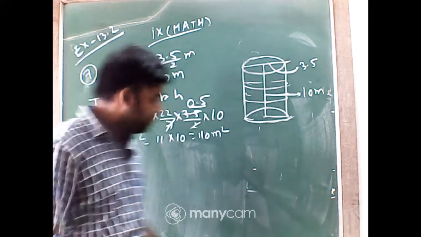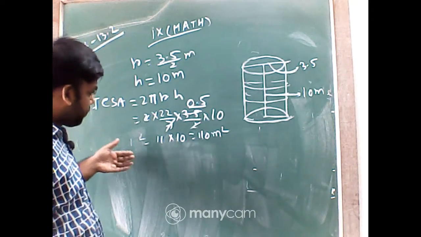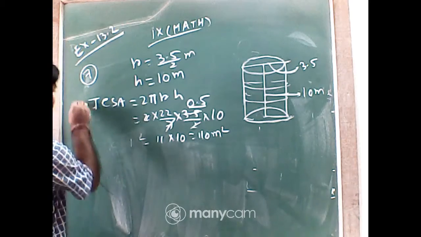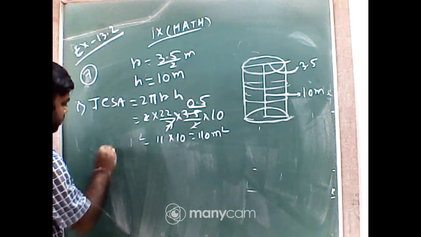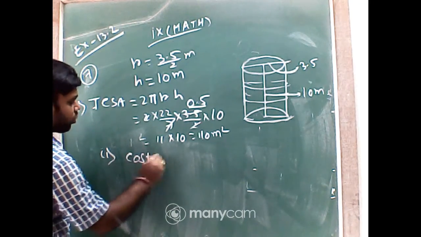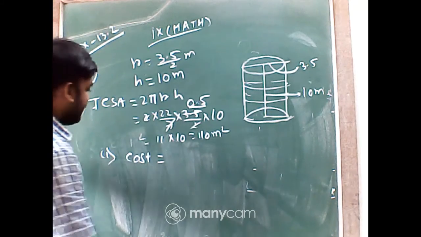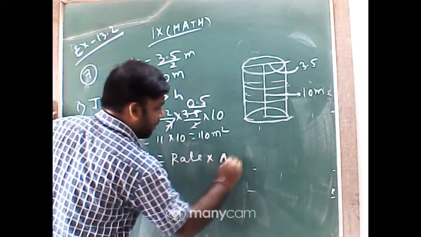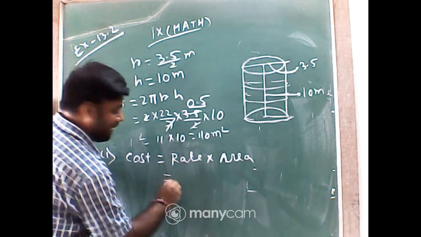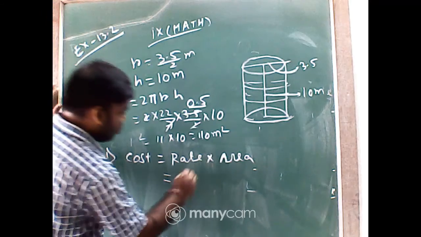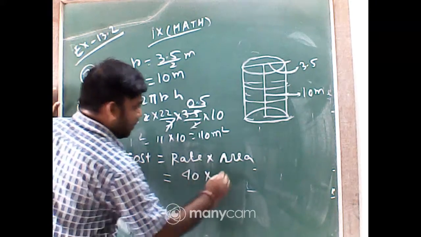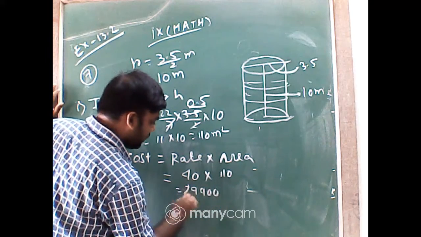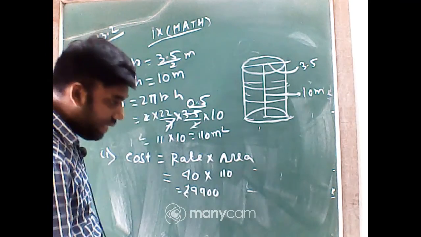Now the second part, cost of plastering. We know that cost of plastering is rate into area. Rate is rupees 40, area is 110, so 4400 rupees. Total cost needed.